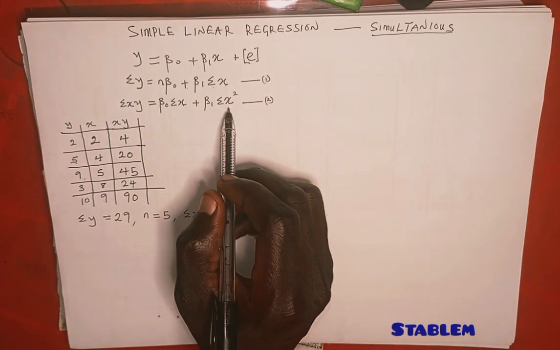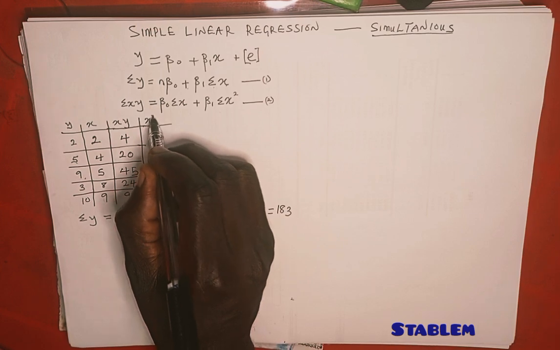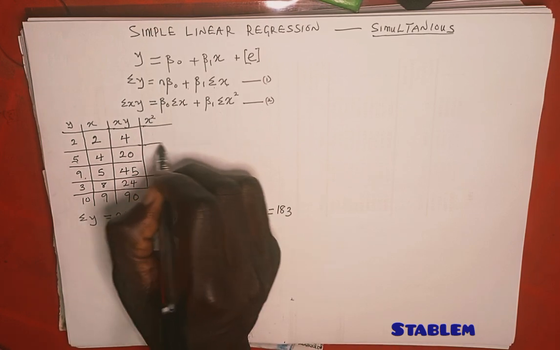Now from here we need x squared. I think x squared is the last column here.